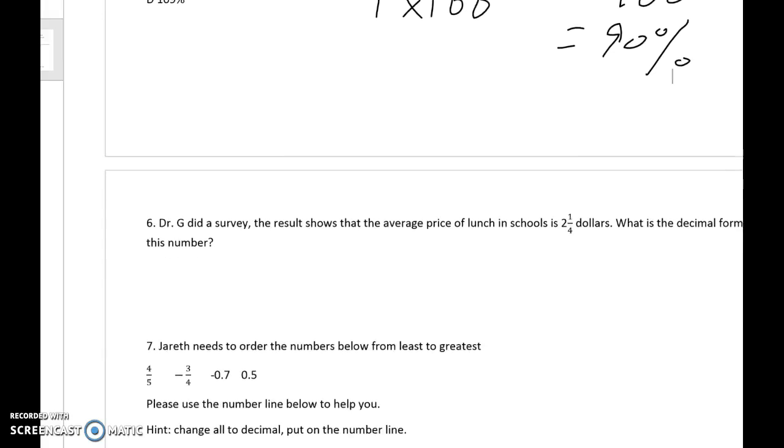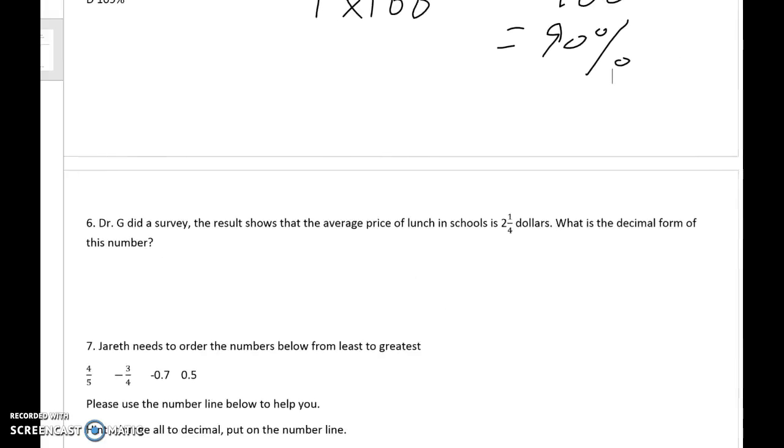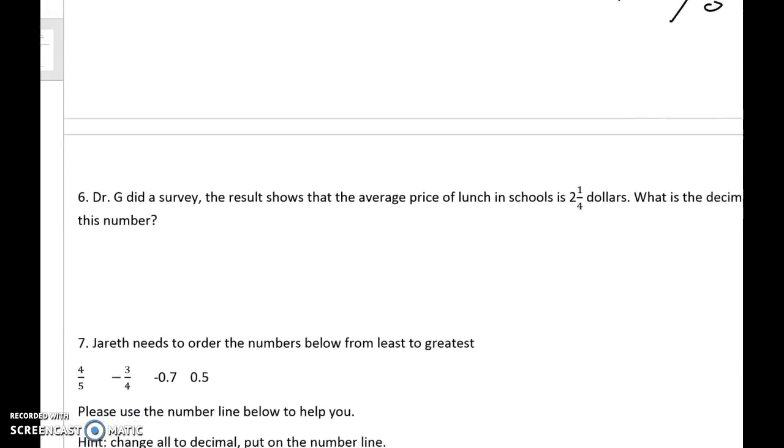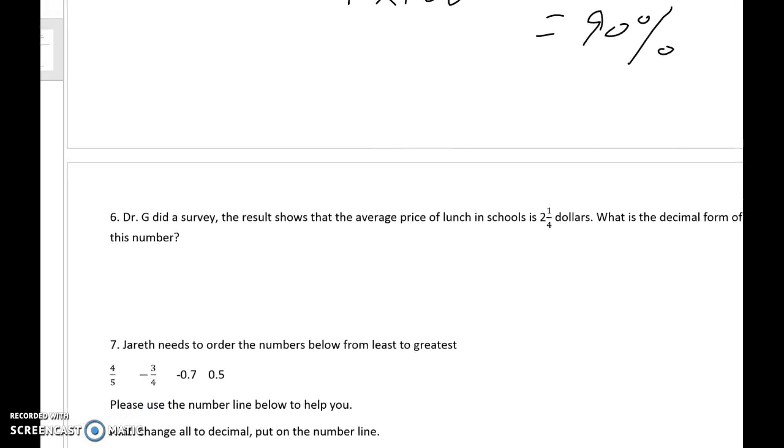Let's look at question 6. This is another easy question. It says Dr. G did a survey. The result shows that the average price of a lunch in schools is $2.14 or $2 and 1/4. What is the decimal form of this number?